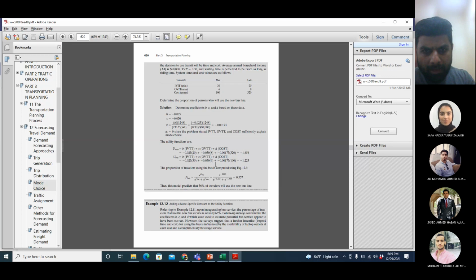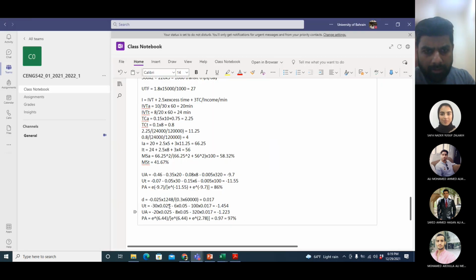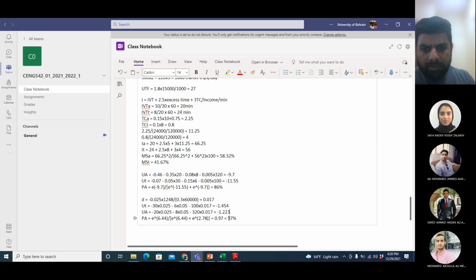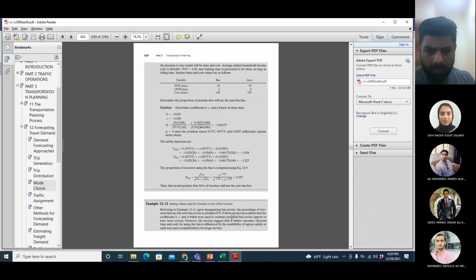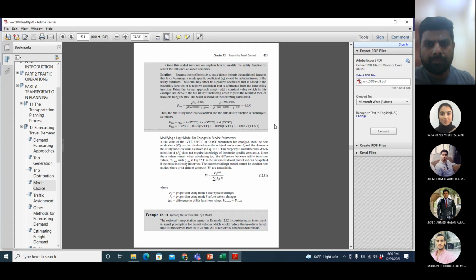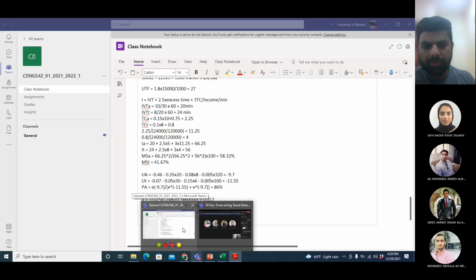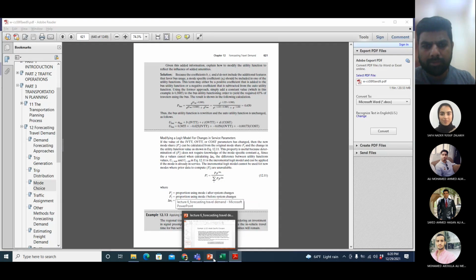.025, and then we have 30 and 6 and 100. Where is it? 30 and 6 and 100, yeah. 50s. Okay, so this was a little bit of a mistake in the coefficients. You can correct it in the slide. Where was I? Yeah. Okay.